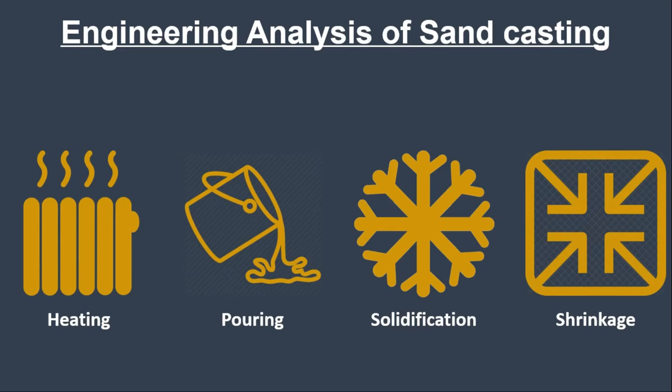When it comes to engineering analysis of casting, we have four steps in the casting process. It starts with the heating of the material until it melts. Then that molten material is poured into the mold cavity and allowed to solidify, and during solidification it experiences some shrinkage. So these are the four steps of the casting process. We start with the engineering analysis of the first step, that is heating.